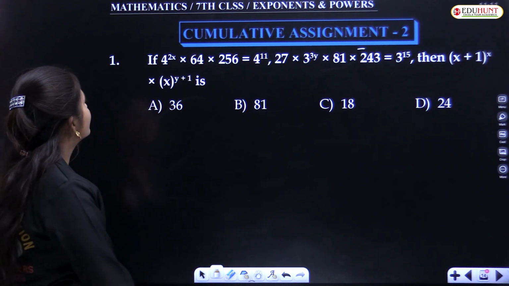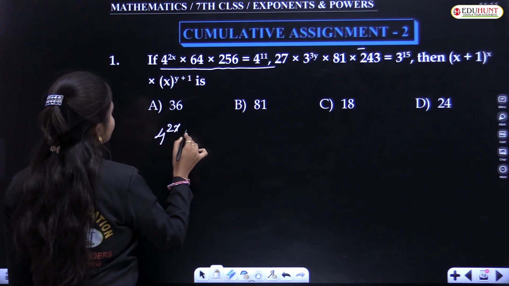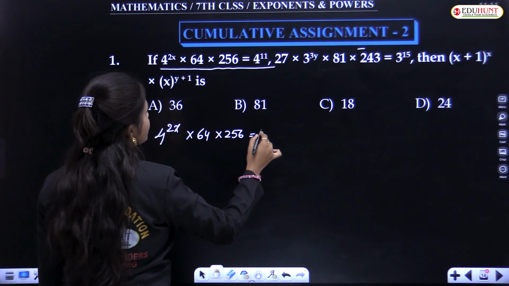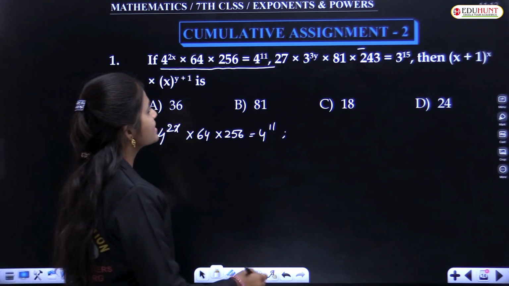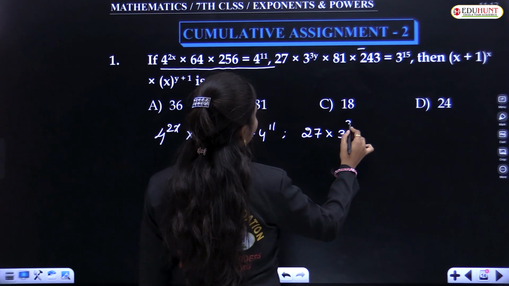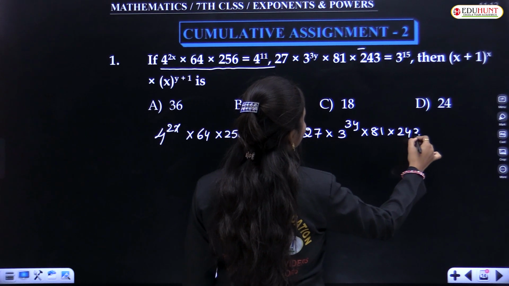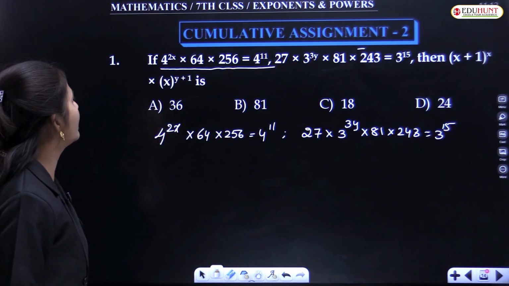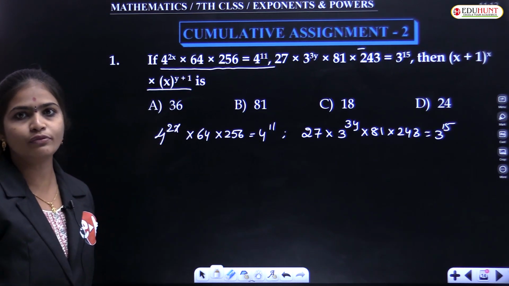Okay, so just see what they have given in the first question: 4 power 2x into 64 into 256 is equal to 4 power 11. That is the first condition. And the second equation they have given is 27 into 3 power 3y into 81 into 243 is equal to 3 power 15. Now we need to find the value of (x plus 1) whole power x into x power y plus 1.